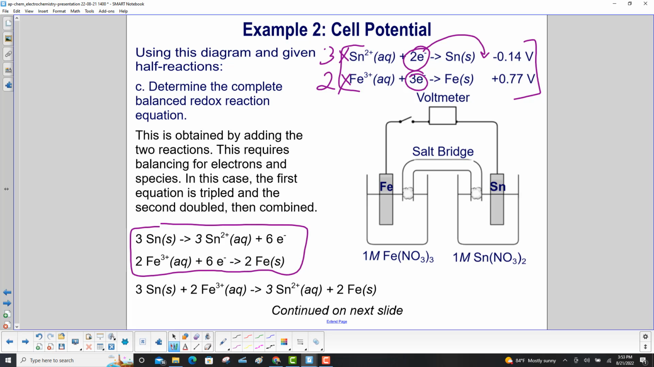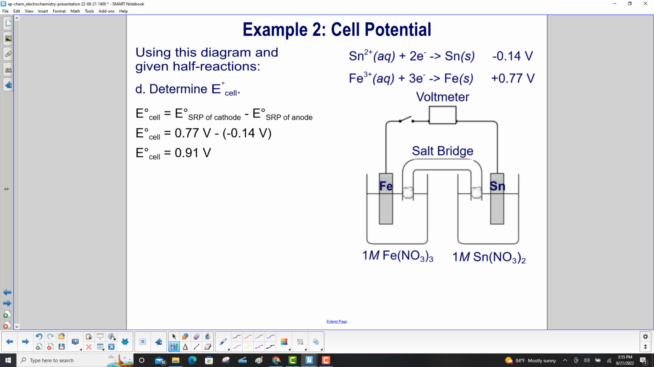So we have 3 tins gives 3 tin aqueous plus 6 electrons, right? 3 times 2 is 6. With the iron, we're multiplying the entire equation by 2. So now when we add these two equations, we've got 6 electrons on this side, 6 on this, they cancel out, and we're left with 3 tin plus 2 iron is 3 tin plus 2 iron.